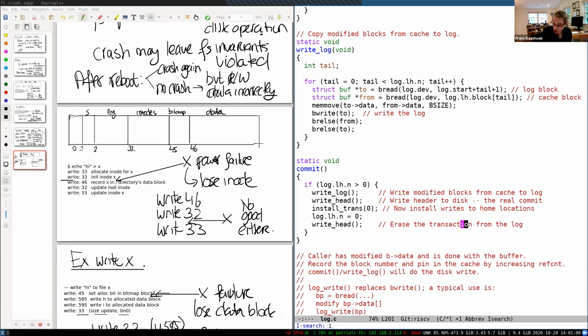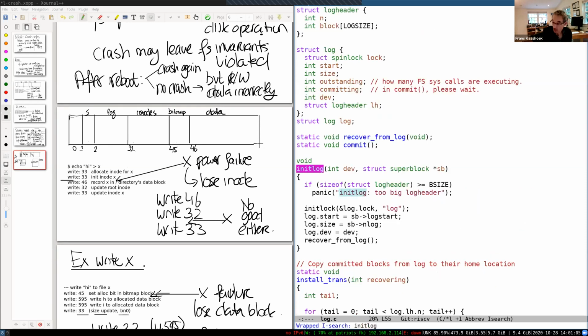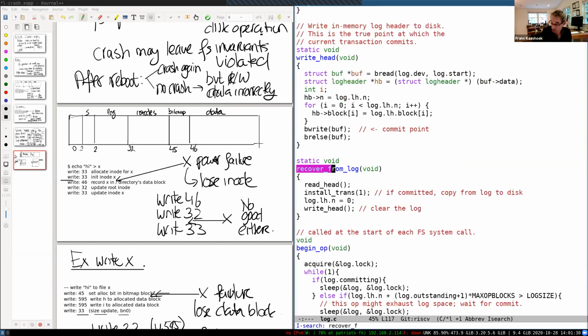Recovery happens when XV6 starts. So now we had a crash, correct? The system failed, we rebooted, and one of the things that XV6 does during initialization is it calls init log. And init log basically calls this function recover from log. Let's see what that does.